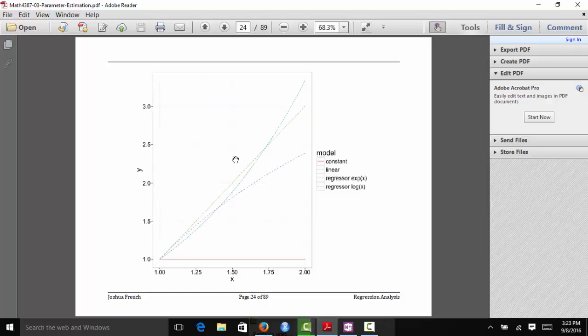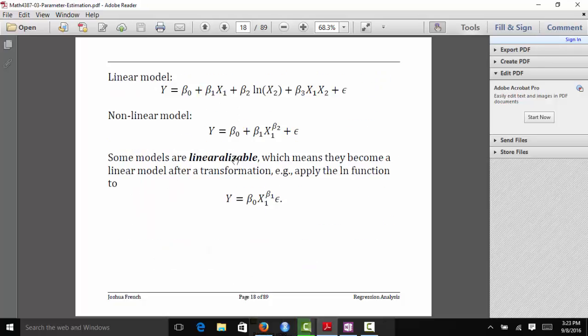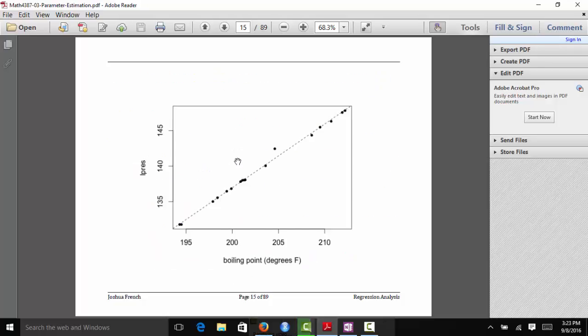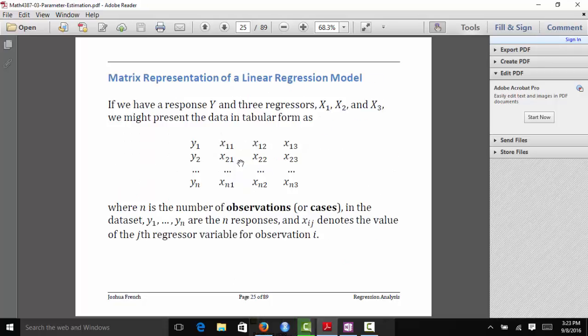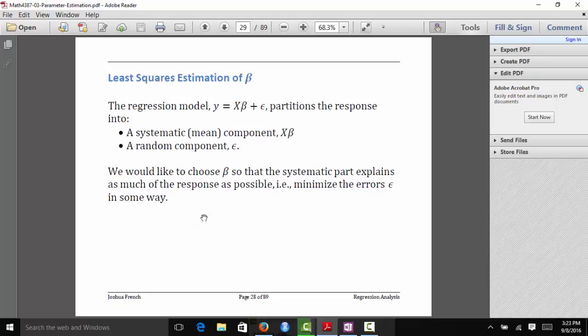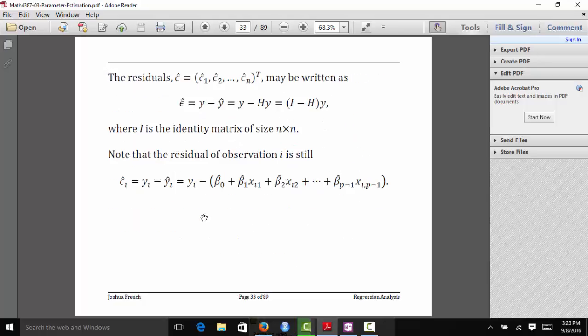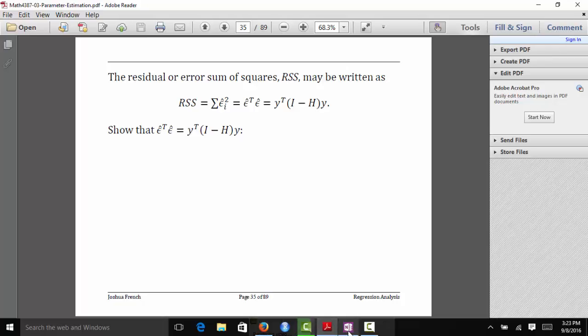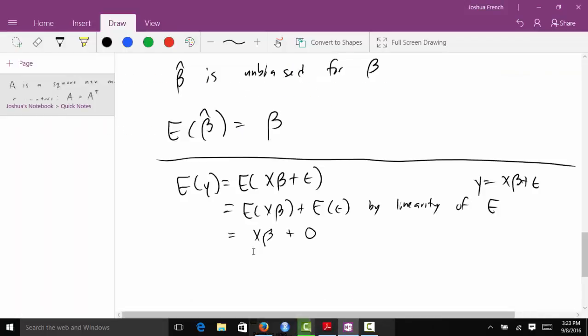So go back and find where we talked about this. Here we go. You can always assume the expected value of the errors is equal to 0, since if this is not the case, we can always absorb it into the structural part of the model so that the errors do have 0 expectation. So we can always assume that the errors are mean 0. And so the expected value of epsilon is just 0 there. And so the expected value of y is just x beta.